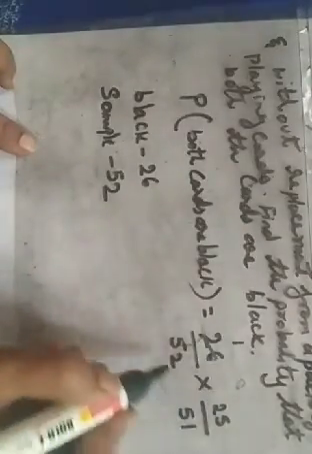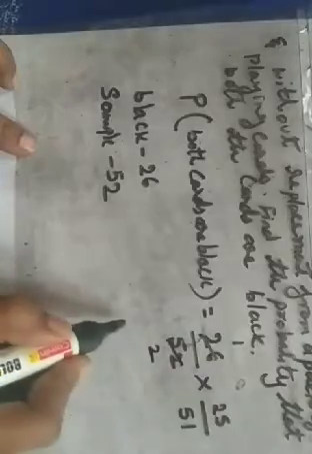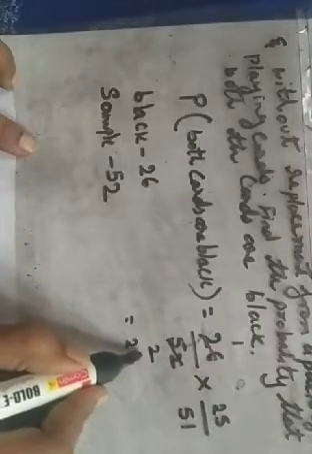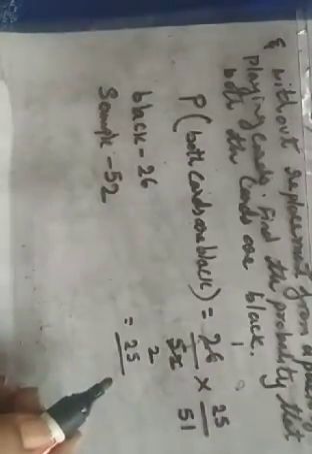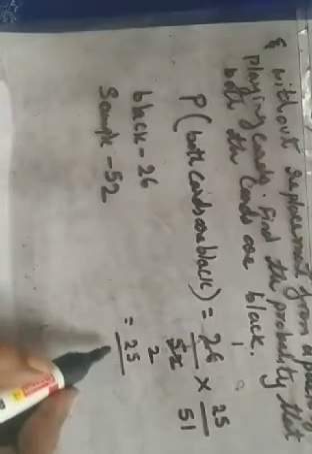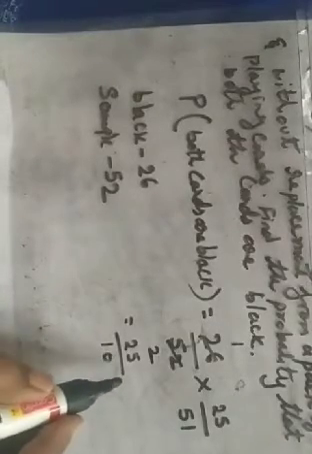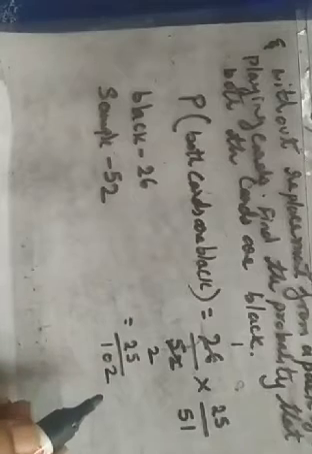So 26 ones are 26, twos are 52, which is equal to 25 divided by 102. 25 divided by 102. So it is not an independent problem.